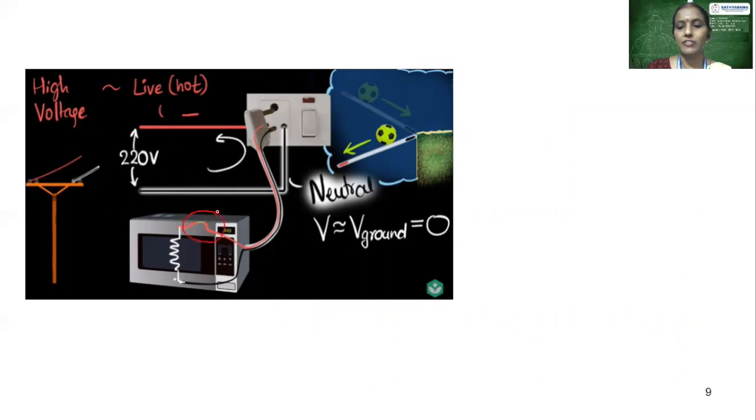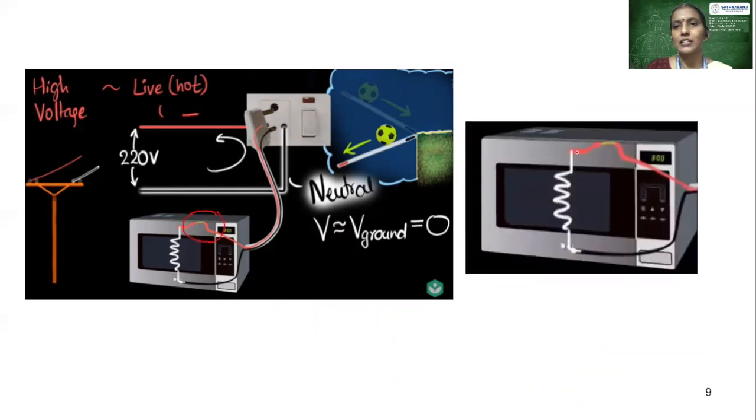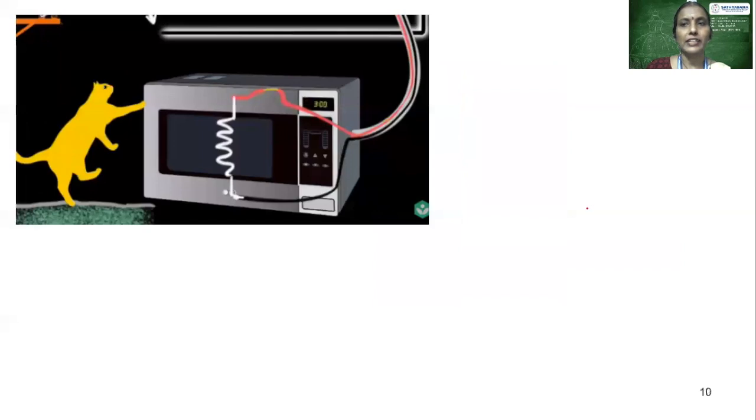You can just see, I am just zooming and showing you. There is an insulation failure, which means that the conductor is touching the metal part of the oven here. Is it clear? So this insulation is failing. So directly the copper conductor is touching the metal part of the oven. Now let me have the naughty cat once again. Now this cat is going to touch the oven.